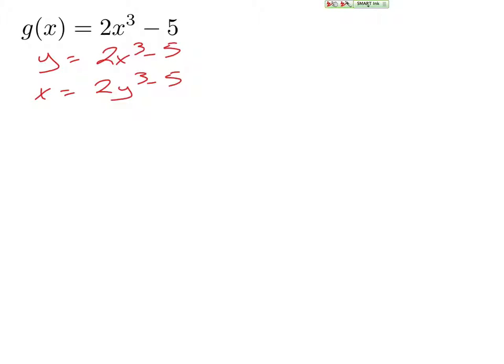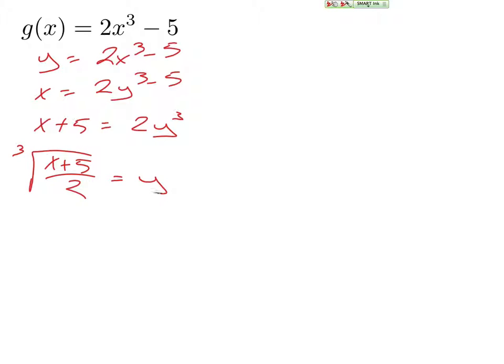So what are you trying to do? Isolate the y. Get y by itself, so you add 5. Then what? Not yet, I've got to do one more thing first. Divide by 2. And then I can cube root it to get y by itself. And put it back in function notation. So I get my inverse to be the cube root of x plus 5 over 2.